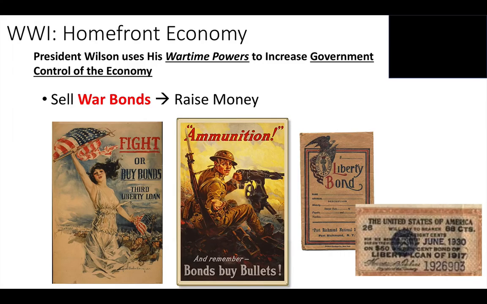Another thing that happens in World War I is the sale of war bonds. So this is a way for the U.S. government to raise money for its army. To have money to buy ammunition, you would be asked to buy a war bond. You can see the examples on the right. Basically, you buy a war bond for whatever amount of money it costs, and the U.S. gets your cash and gives you a bond in exchange.